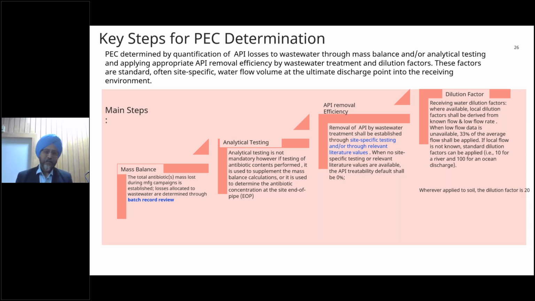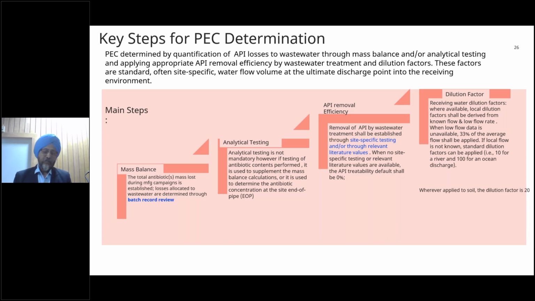And then analytical testing method: certain organizations have developed analytical methods to check antibiotic contents in the wastewater. Let me also remind you that analytical testing is not mandatory as per the AMR standard. It is usually API manufacturers, because it's very complex, who follow the testing method. That can also be used in combination with mass balance. But the mass balance is a basic requirement to establish compliance with AMR standards. So that's the basic thing.